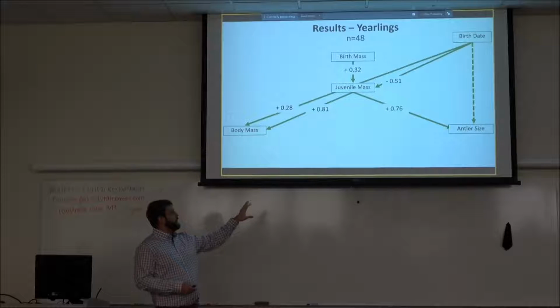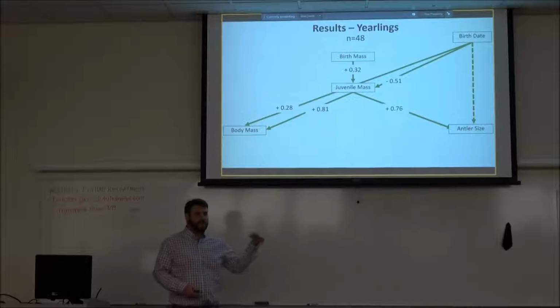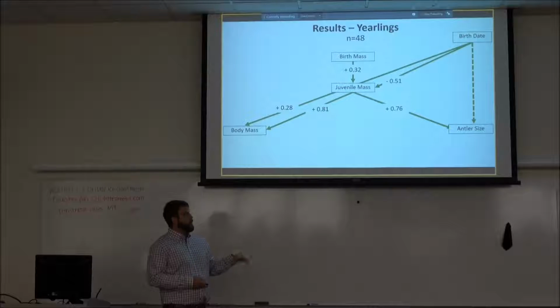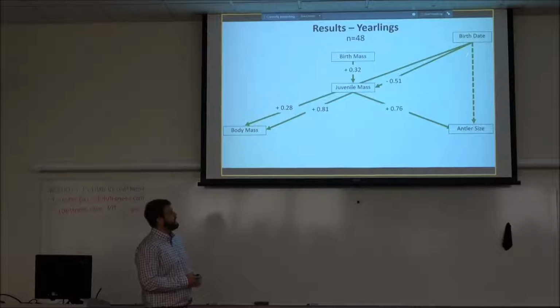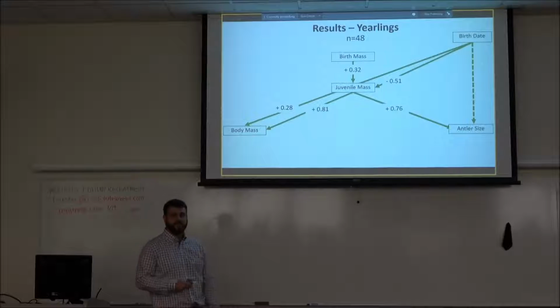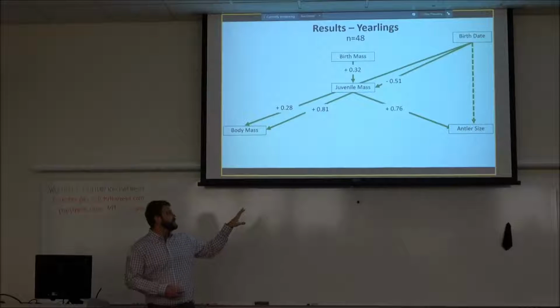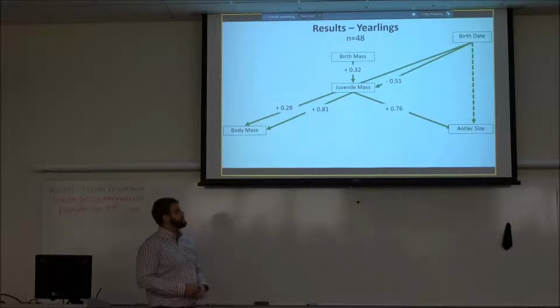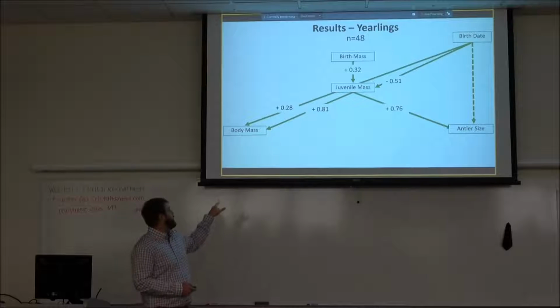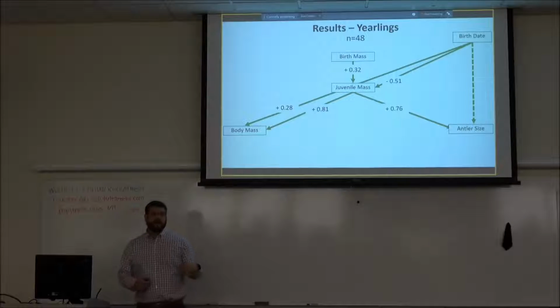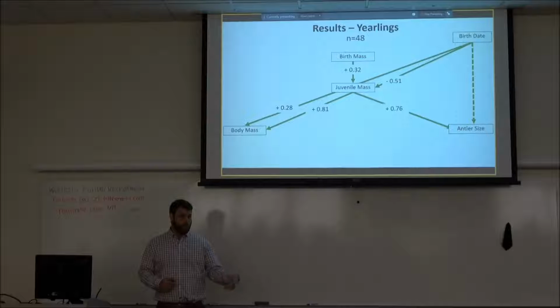But then we saw a positive relationship between juvenile body mass and yearling body size and antler size, which is intuitive as well. Even though this model indicated a direct path from birth date to antler size, it wasn't significant, so that's why it's indicated by a dashed line. But what is most interesting in these models is this direct relationship between birth date and adult body mass. It had a positive influence on yearling body mass. So basically, the later you were born, the heavier you were as a 1-year-old, indicating compensation occurred.